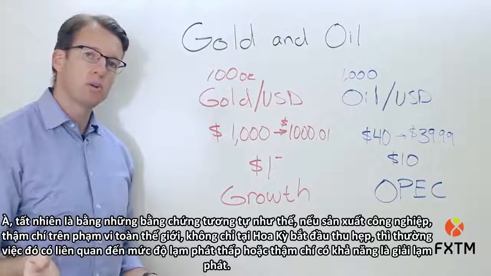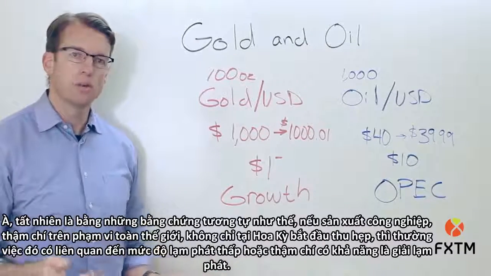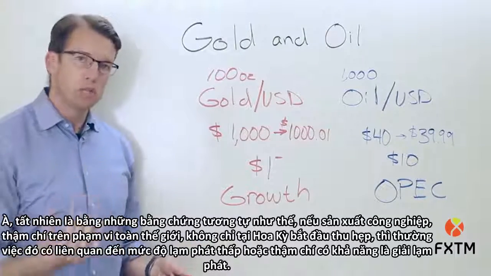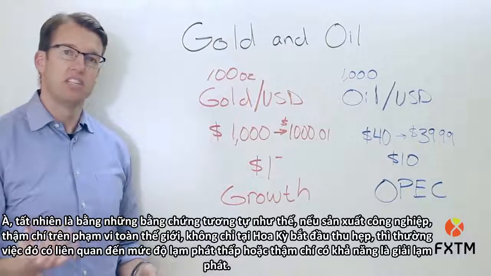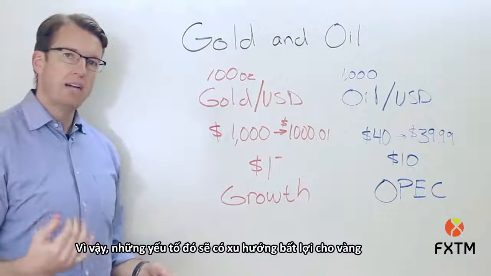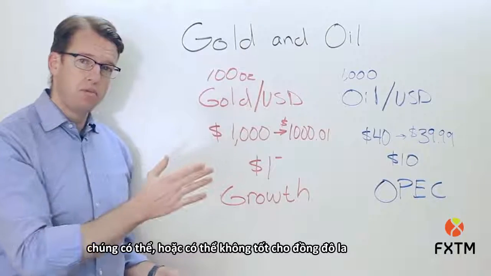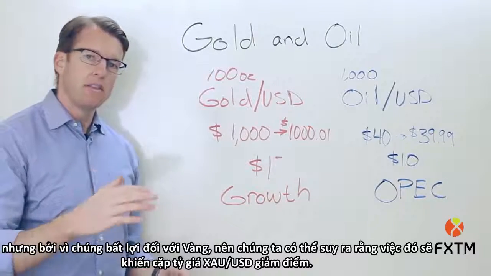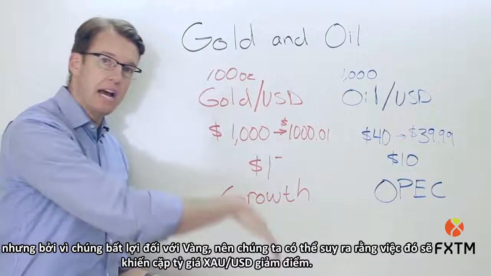By the same token, if industrial production, even worldwide, not just in the US, is beginning to contract, usually that's associated with fairly low levels of inflation or potentially even disinflation. So those factors would tend to be bad for gold. They may or may not be good for the dollar, but because they're bad for gold, we can infer that would then send the pair between gold and the US dollar to the downside.